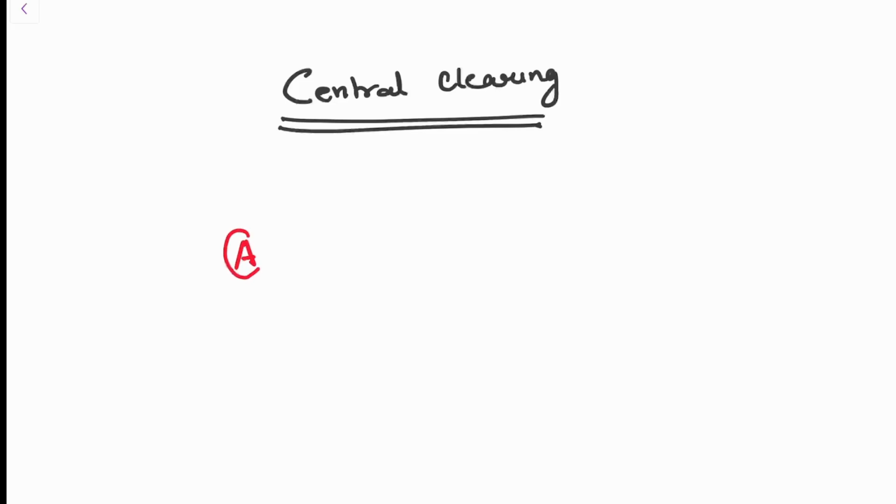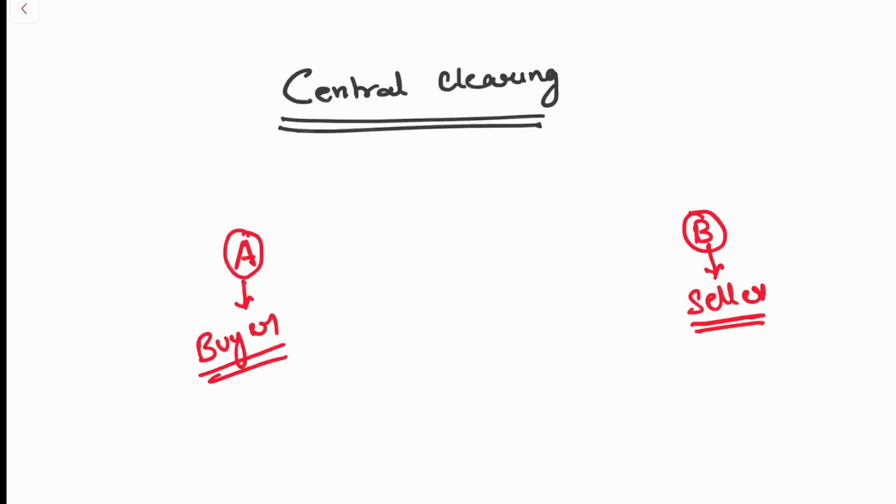Over here Mr. A and over here Mr. B. Mr. A is the buyer and Mr. B is the seller. Clear? Now, he wants to buy something from B and Mr. B wants to sell something to A. But we don't want them to do it directly because there will be some amount of risk.